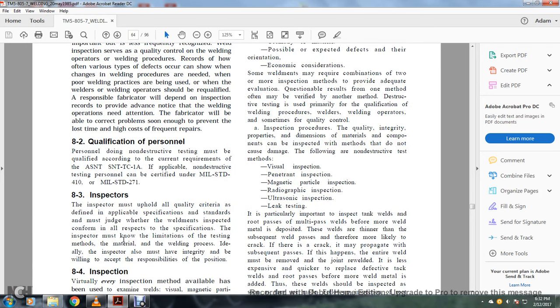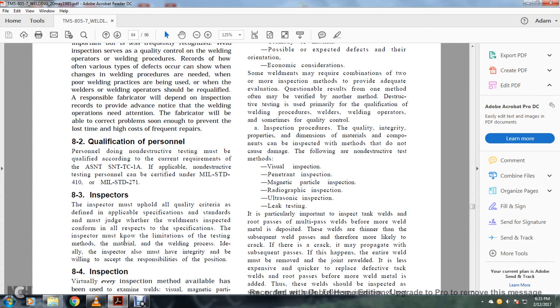8.2. Qualification of personnel. Personnel for non-destructive testing must be qualified in accordance with the current requirements of the ASNT, SNT-TC-1A. Applicable non-destructive testing personnel qualified under Military Standard 410 or Military Standard 271.